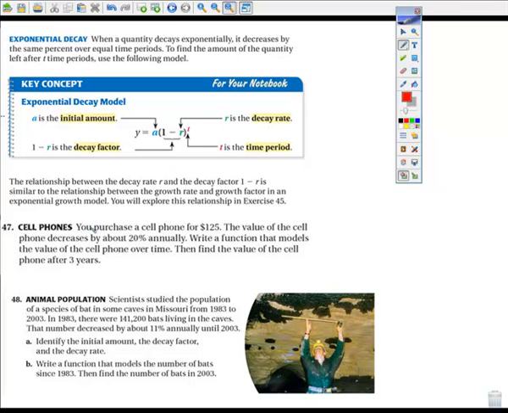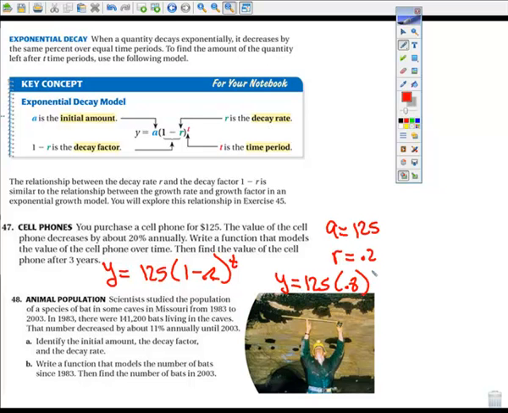So when we look at this problem, it says you purchase a cell phone for $125. So that's my A value. The value of the cell phone decreases 20% annually. That's your R value. And we make it a decimal. Write a function that models it. So we have the initial value times 1 minus 0.2 to the t. Well, I'm going to write that as y equals 125 times 80%, or 0.8 to the t, because if it decays by 20%, it's keeping the 80%.